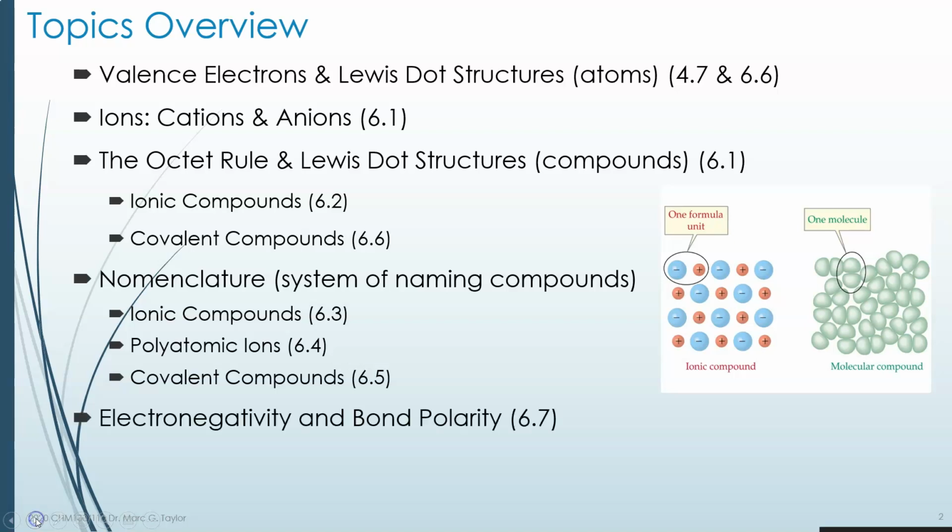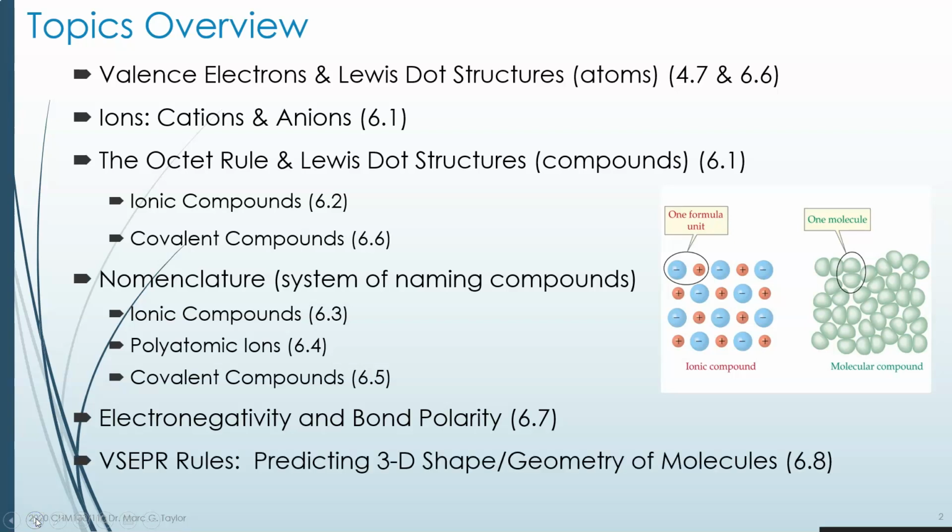molecular compounds. Then we'll talk about the concept of electronegativity and bond polarity, and a little bit on VSEPR rules for Chem 100, and we'll go into it in more detail for Chem 110. These are rules that predict the shape of molecules around individual atoms that have other atoms attached to them.